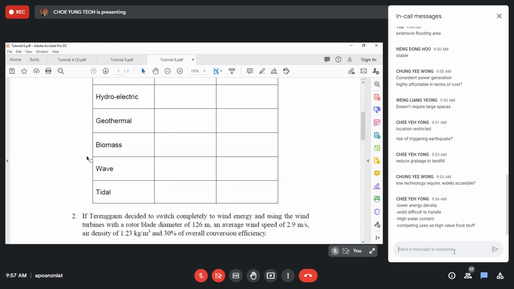Okay, and let's talk about wave and tidal. What's the advantage of wave? Supply and demand mesh. Okay, and what else? Because normally the population is near the coastline, and wave and tidal are also at the coastline. And then for the tidal, it is predictable. So it's one of the advantages. Tidal is predictable.